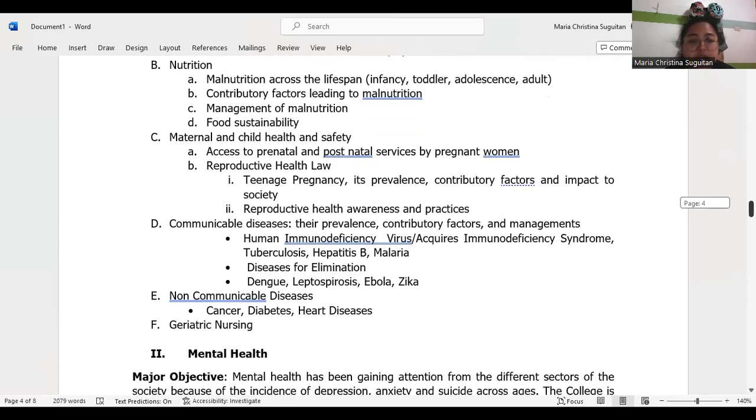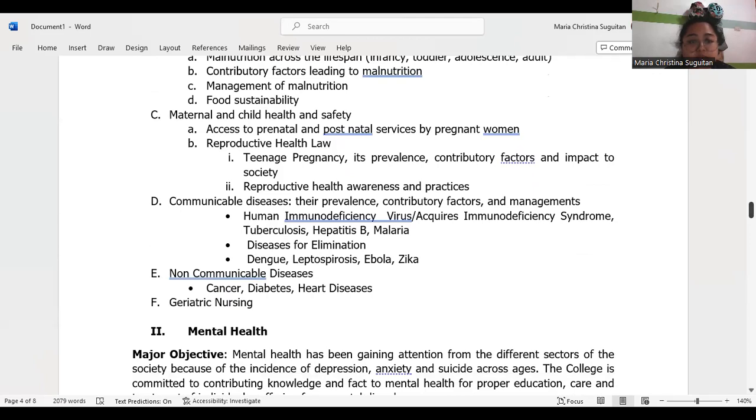And then we have these communicable diseases, their prevalence, contributory factors, management. Like HIV, di ba? We have the HEPA. Yeah, HIV and AIDS is the number 1, and then we have the TB, the hepatitis B, the malaria, and then diseases for elimination. Then dengue, leptospirosis, Ebola, and Zika virus. Okay, that's part of communicable disease.